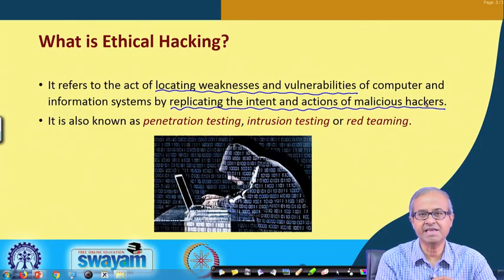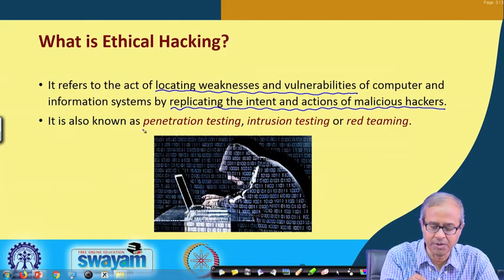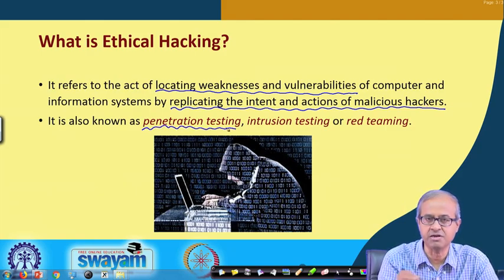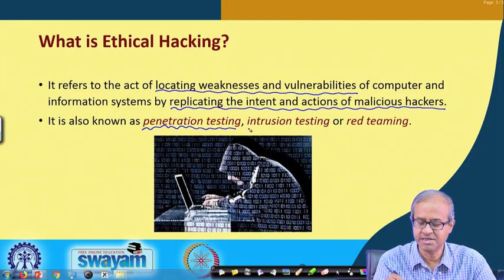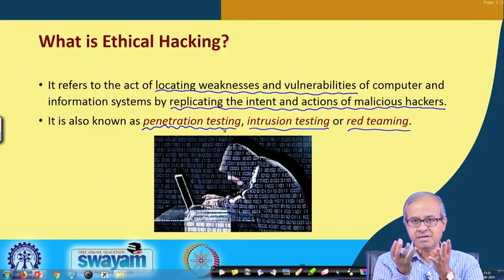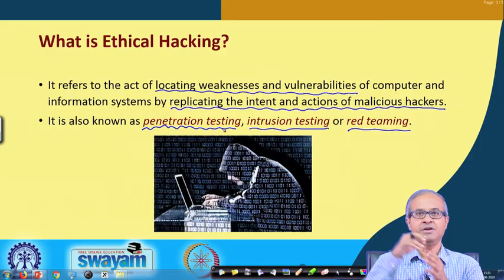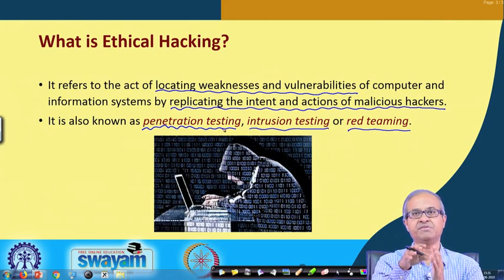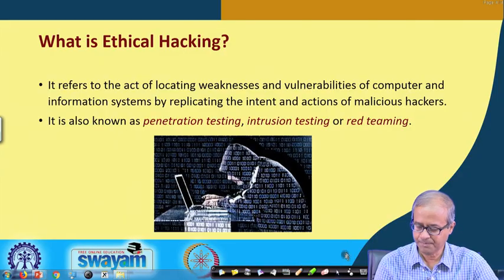Okay. This ethical hacking is sometimes also referred to by some other names. Penetration testing is a well known phrase which is used. Intrusion testing, red teaming, these are also terminologies which are used to mean the same thing. Well, you can understand penetration testing, the literal meaning of this phrase is you are trying to penetrate into a system, you are trying to penetrate into a network, you are testing and finding out whether or not you are able to penetrate, and if you are able to penetrate, which are the points through which it is easier to penetrate. These are the objectives. All right.